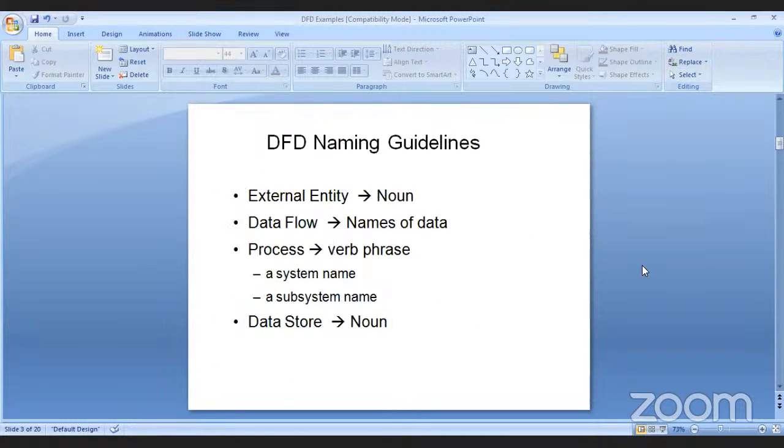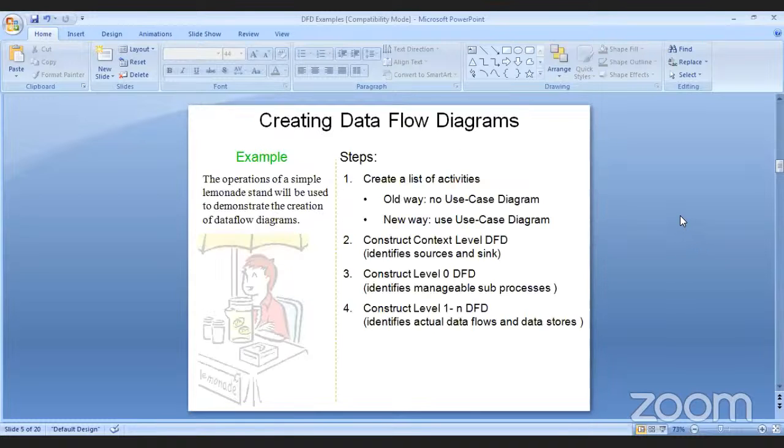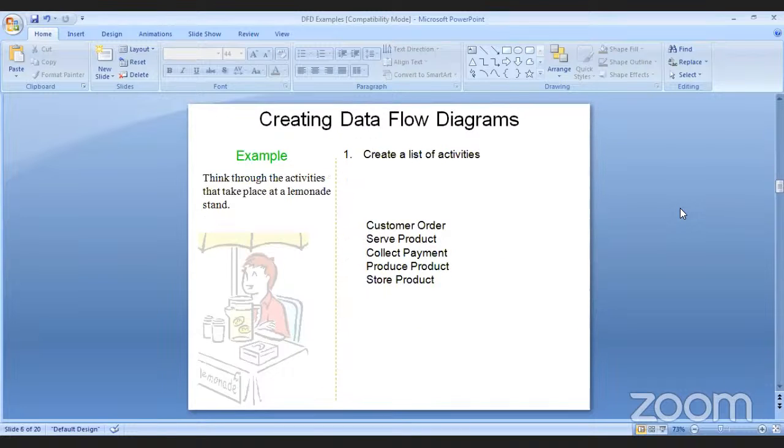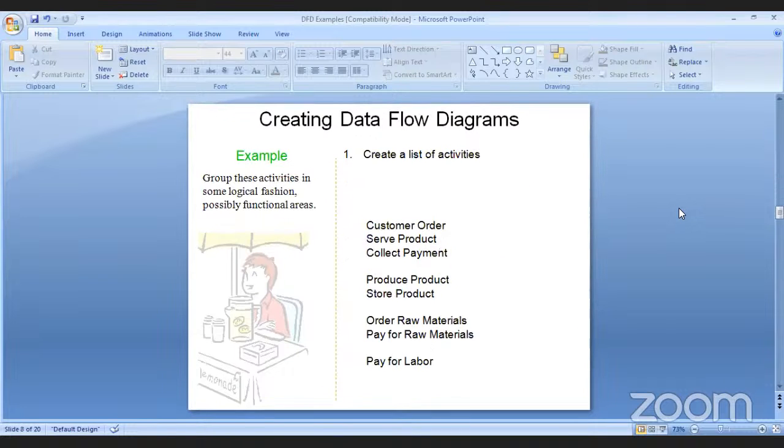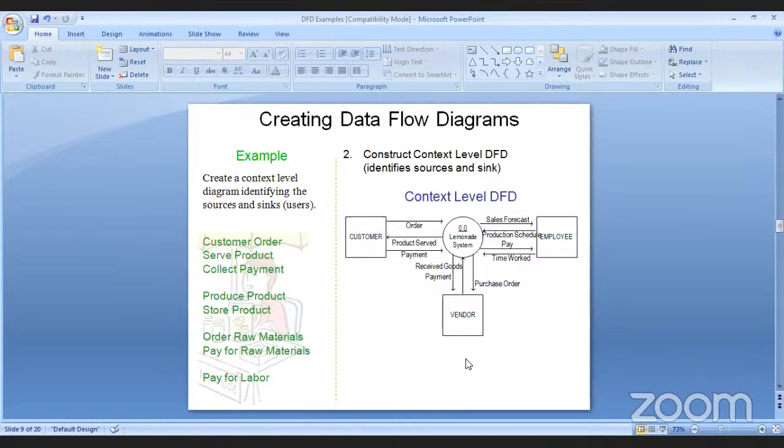But for you people, up to second level is fine. So the external entity will be a noun, data flow will be the name of the data, process will be a verb phrase, a system name or subsystem name, and data store will be a noun. Now see, I'm directly showing you one example so that it will be easy to understand. You see, this is a DFD, the data flow diagram.